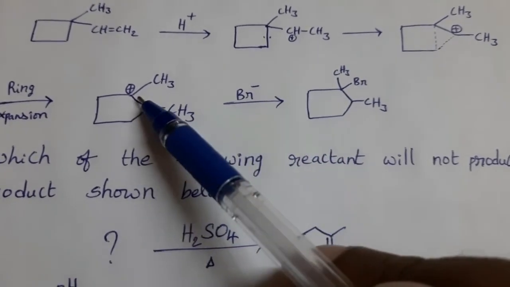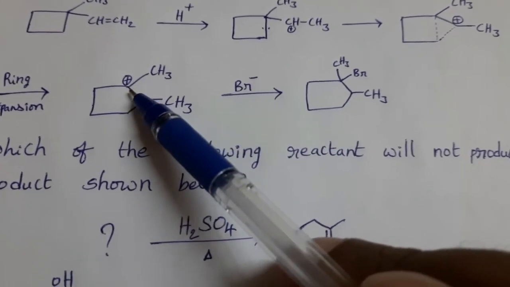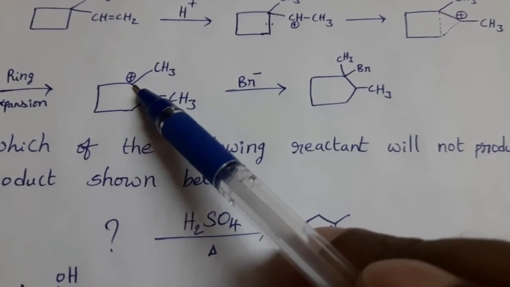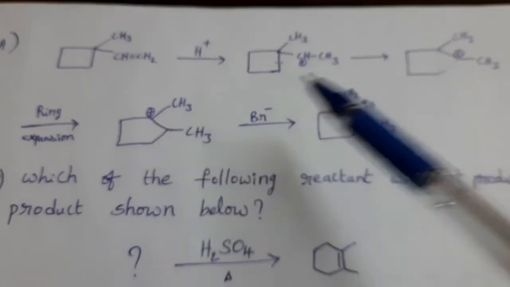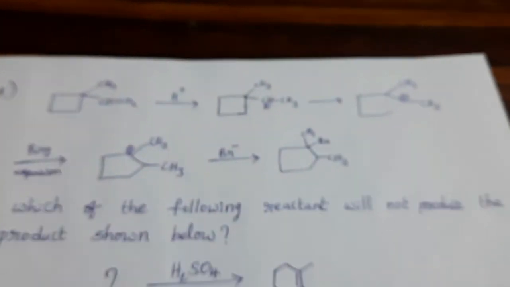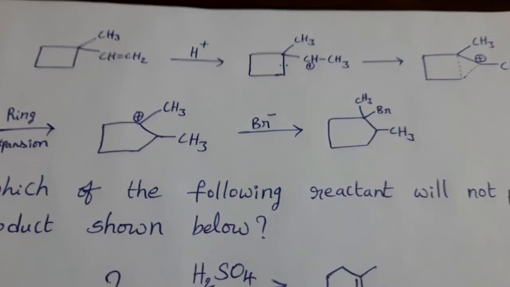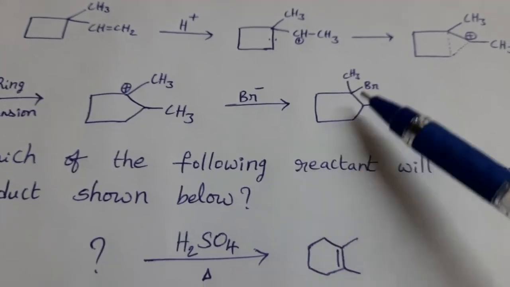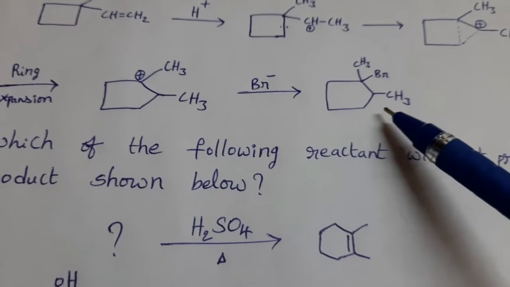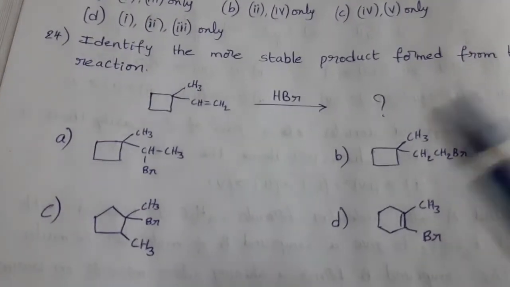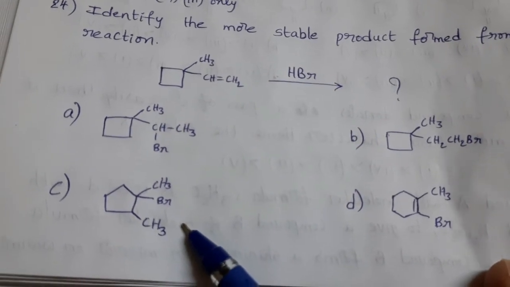Now Br minus attacks at this place. Since it is a tertiary carbon atom, this carbon is bonded with 3: 1, 2, 3. So tertiary carbon atom is more stable than secondary and primary. So Br minus attached at this place, we can get this one. So what is the structure? Structure C is the answer for this question.